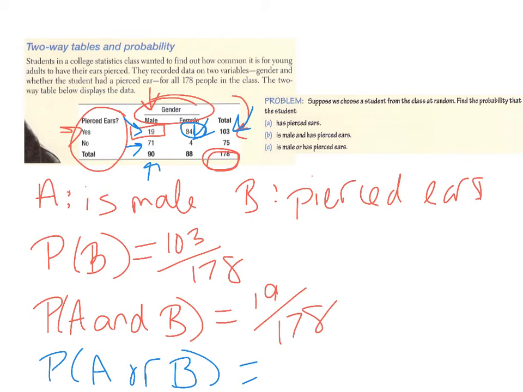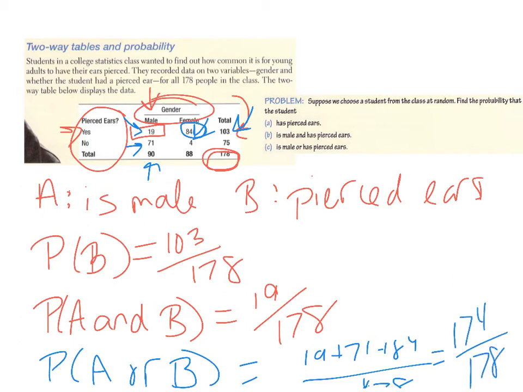So if I want the probability of A or B, I'm looking at 19 plus 71 plus 84 out of my 178, which becomes 174 out of 178. That makes sense on my table, because I just have this one group of 4 women that did not have their ears pierced. They'd be the only ones that wouldn't fall under that category of pierced ears or males.